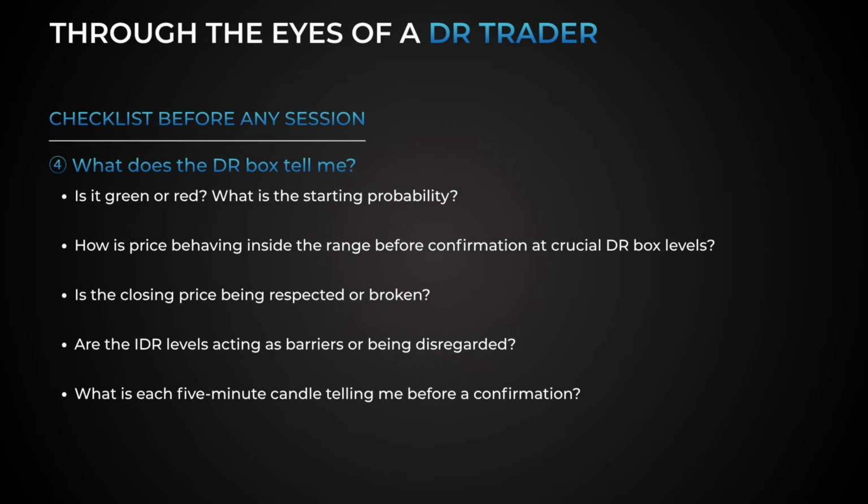4. What does the DR box tell me? Is it green or red? And what is the starting probability? How is price behaving inside the range before confirmation at crucial DR box levels? Is the closing price being respected or broken? Are the IDR levels acting as barriers or being disregarded? What is each 5-minute candle telling me before a confirmation?